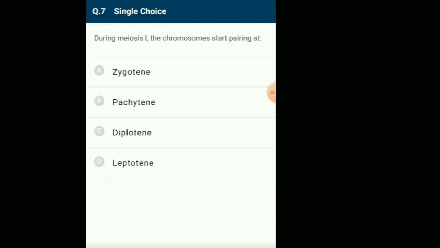Question number 7. During meiosis 1, the chromosomes start pairing at? During meiosis 1, pairing of chromosomes starts at zygotene. This process of pairing is called synapsis, in which homologous chromosomes come close together and form a pair known as a bivalent. A proteinaceous network develops between the two chromosomes of a pair, known as the synaptonemal complex. So the answer for this question is option A, zygotene.